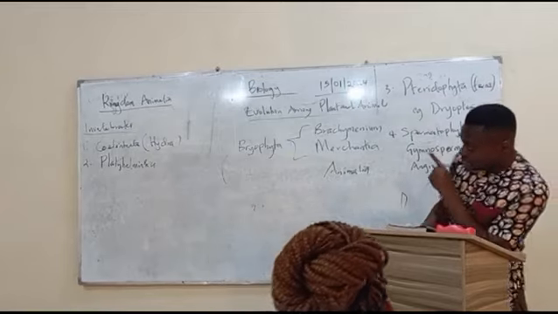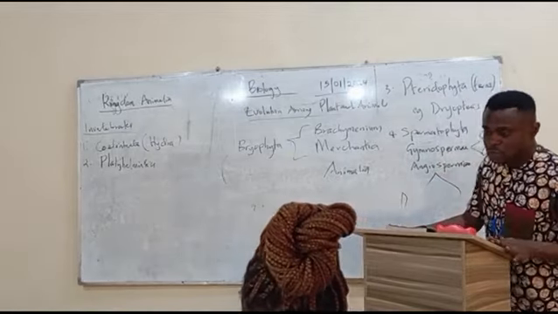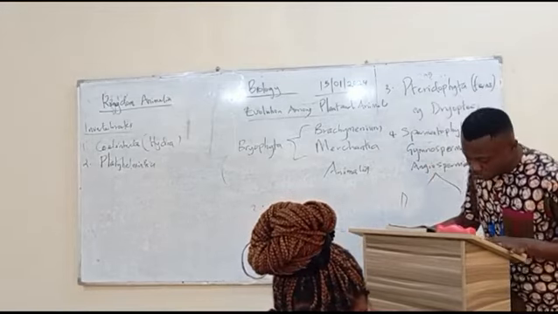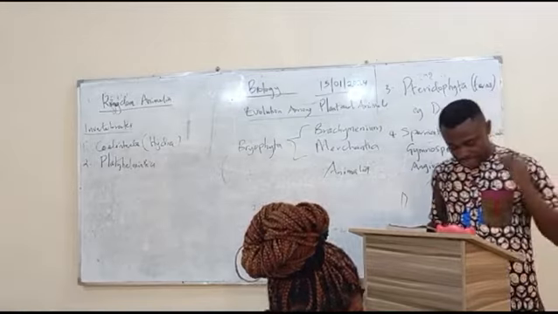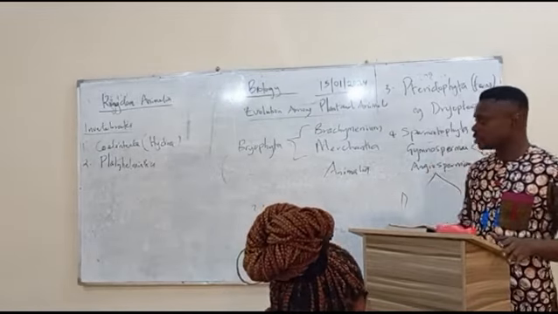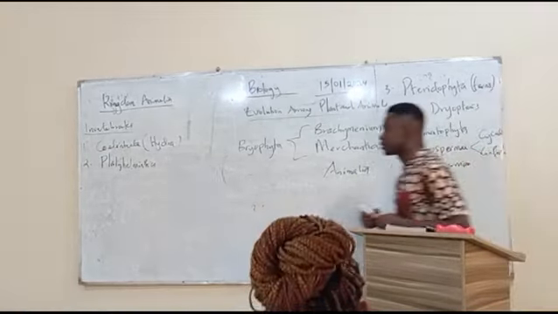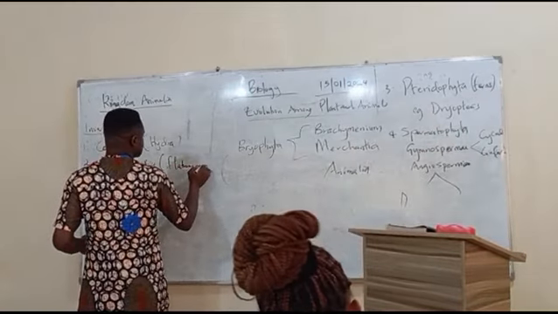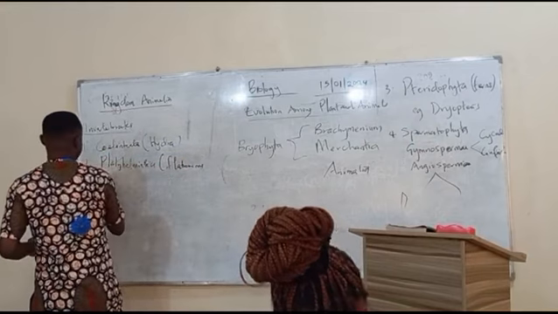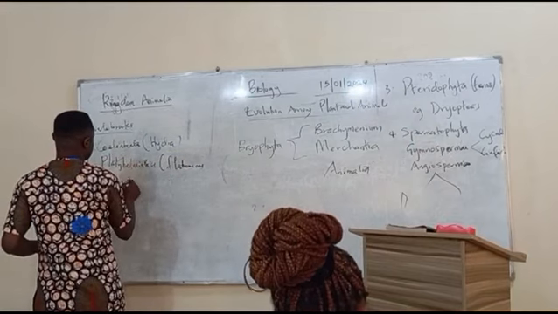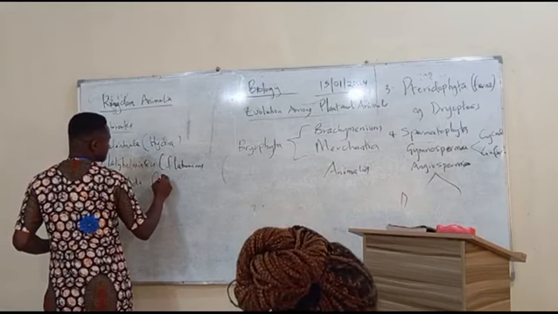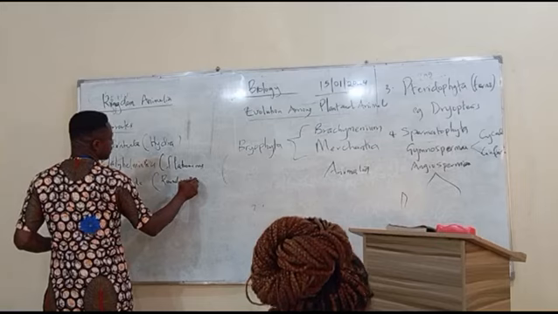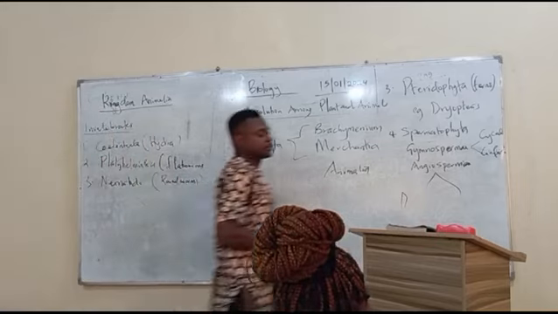That is flatworms. Then the next one we look at, among the invertebrates, is nematoda. Nematoda or nematodes. Nematodes are the roundworms. This is the flatworm. Number 3 is Nematoda or nematodes, in English. They are the roundworms.